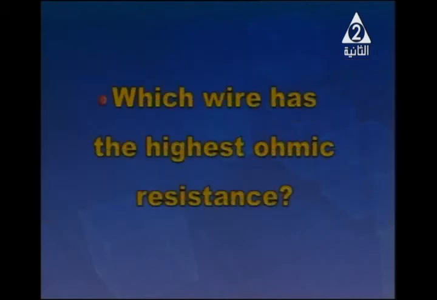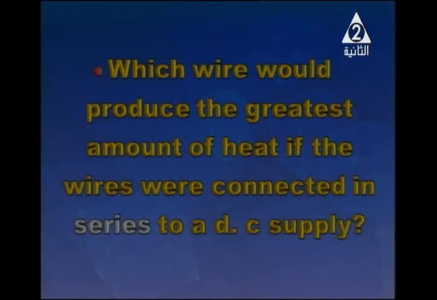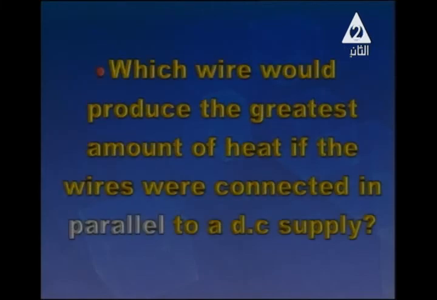The question is, which wire has the highest ohmic resistance? So we have to calculate the resistance for each one of them. And which wire would produce the greatest amount of heat if the wires were connected in series? Which wire would produce the greatest amount of heat if the wires were connected in parallel to a DC supply? We'll take it one by one. The resistance is calculated using the expression R is equal to rho L over A.